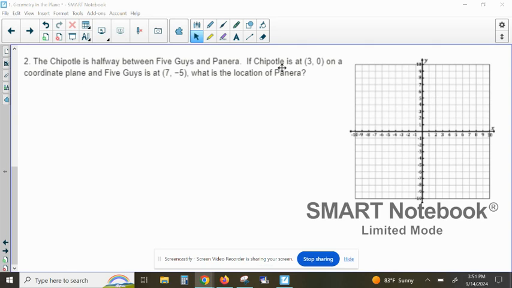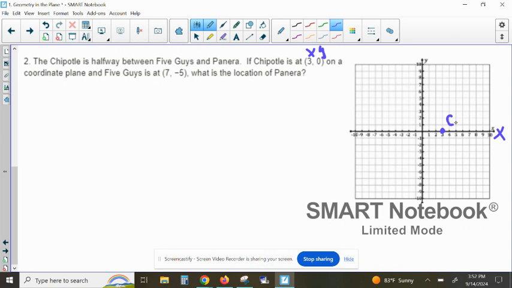I'm going to put on what I know. Chipotle is at (3, 0). So that means to the right 3, because remember this is our x and our y. Travel on your x-axis first. So 3 spaces on my x-axis, that's 1, 2, 3. And then 0 on my y, which means I don't go up at all. So right here is Chipotle.